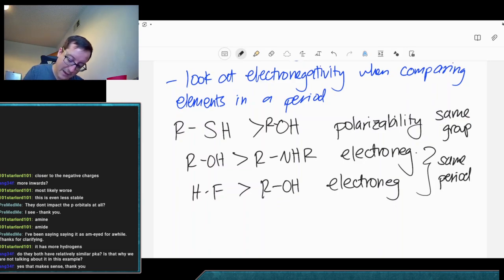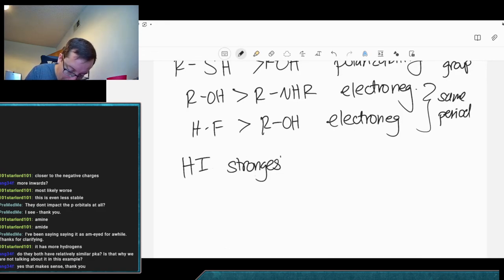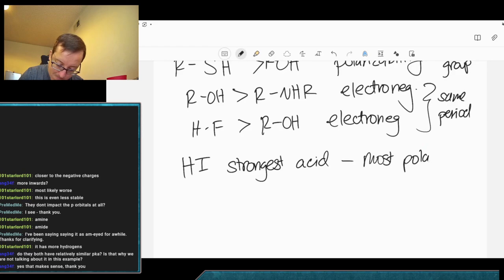That's why HI is our strongest acid in terms of just things attached to one element. That's going to be our strongest acid, and it's also the most polarizable. So it's very far down to the right. As we go, CH, super weak acid, incredibly weak, 10 to the negative 50, I guess, for the amount of stuff breaking apart.